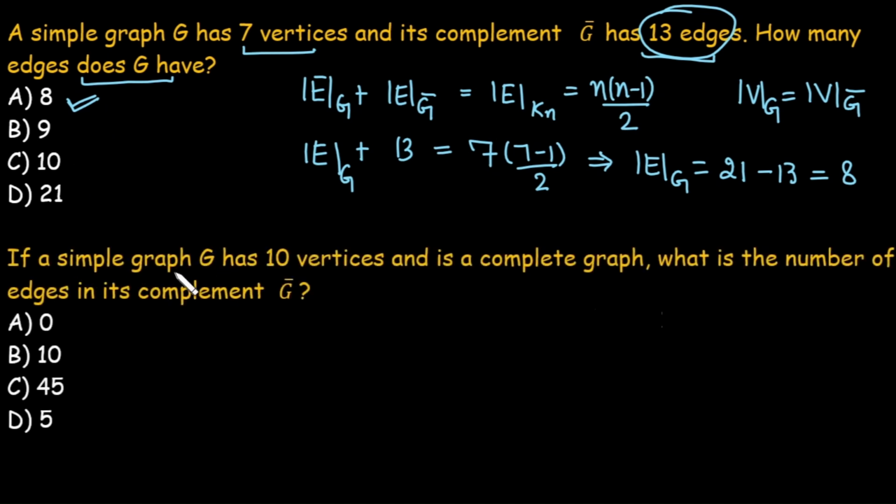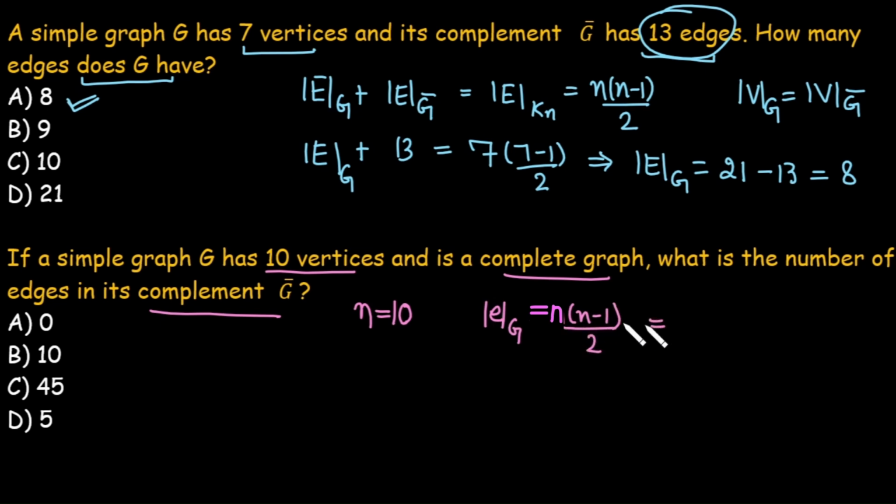Next question: if G is a simple graph with 10 vertices and it is a complete graph, what is the number of edges in the complementary graph? As per this, the number of vertices in graph G is 10. The next data available is that it is a complete graph. If it is a complete graph and we know the total number of vertices, we can easily evaluate the number of edges in graph G. That is equal to n into n minus 1 by 2. This is equal to 10 into 9 by 2, that is equal to 45.